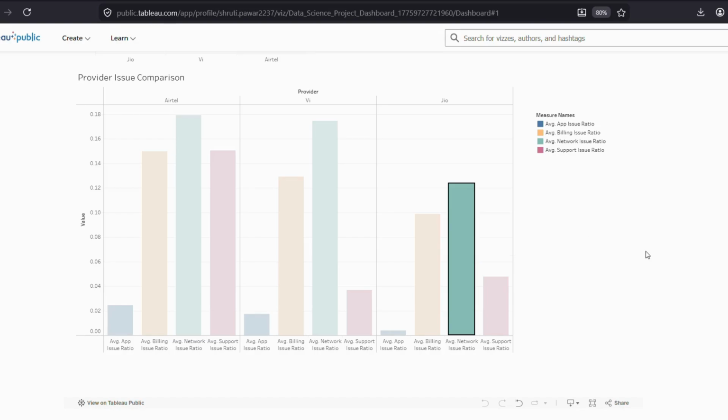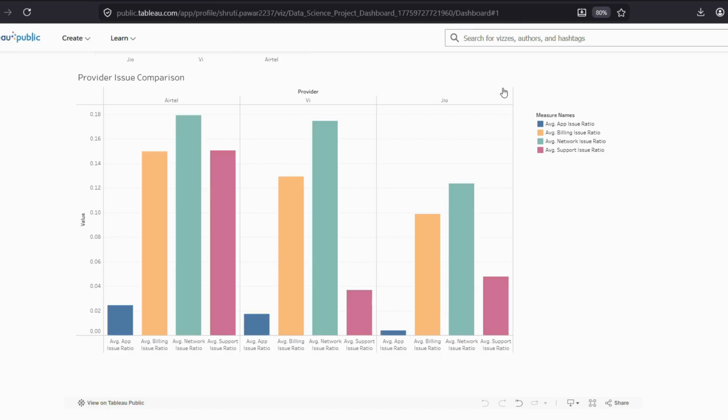So overall, the dashboard helps identify which providers are at risk and what specific issues need to be addressed to improve the customer experience and reduce the churn.